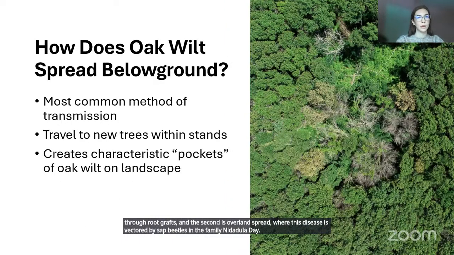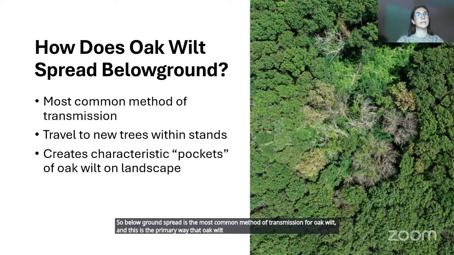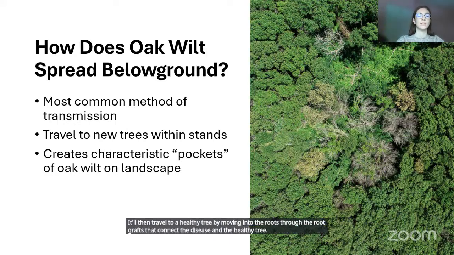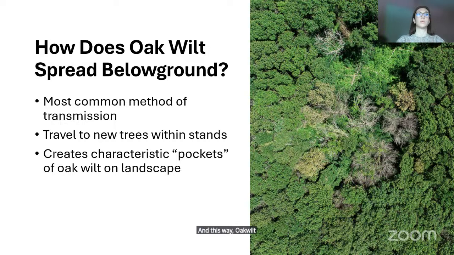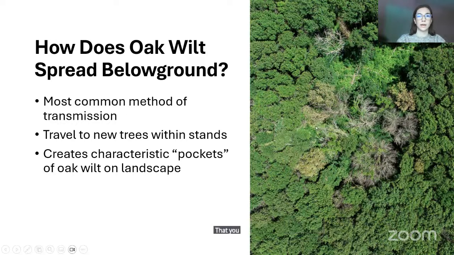So below ground spread is the most common method of transmission for oak wilt, and this is the primary way that oak wilt travels to new trees within stands. After the fungus moves through the entire vascular system of the tree, it'll then travel to a healthy tree by moving into the roots through the root grafts that connect the diseased and the healthy tree. And this way, oak wilt is able to infect multiple new trees a year, and that also creates these characteristic pockets of oak wilt that you're seeing on the screen here, which can be helpful for remote sensing.